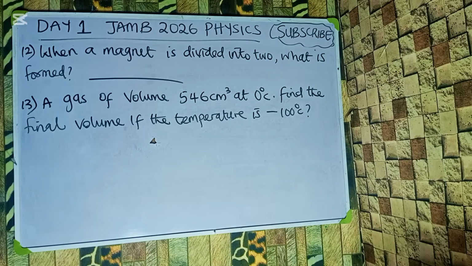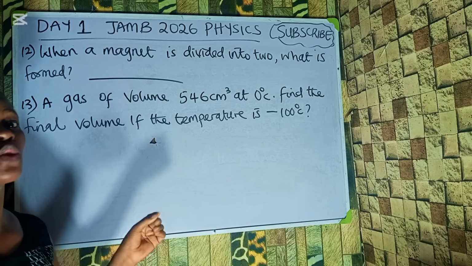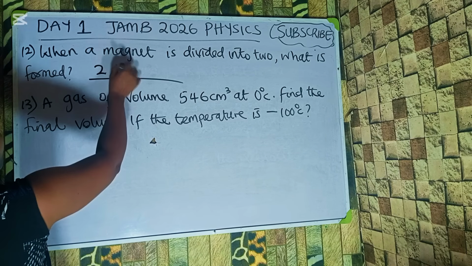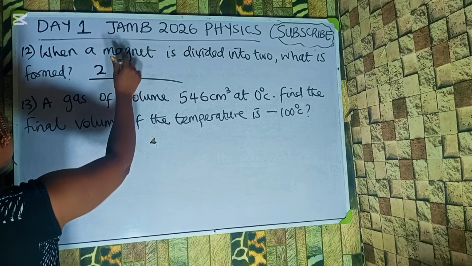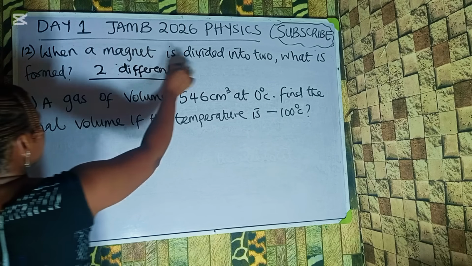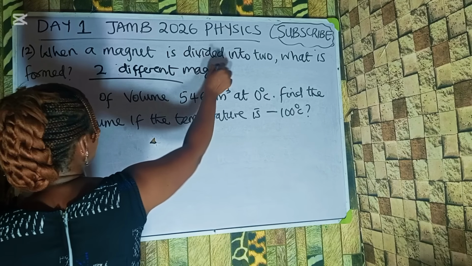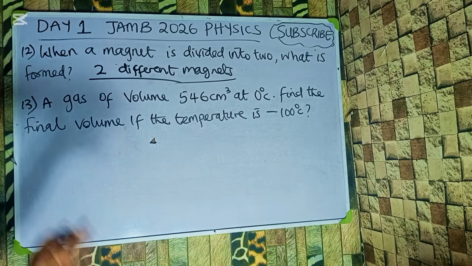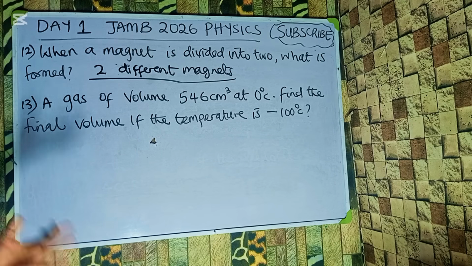Question 12. When a magnet is divided into two, what is formed? If you divide a magnet into two, it's going to produce two different magnets, right? So I'm going to say two different magnets. When a magnet is cut into two, it's still going to produce a magnet, because a magnet is once a magnet. All right.